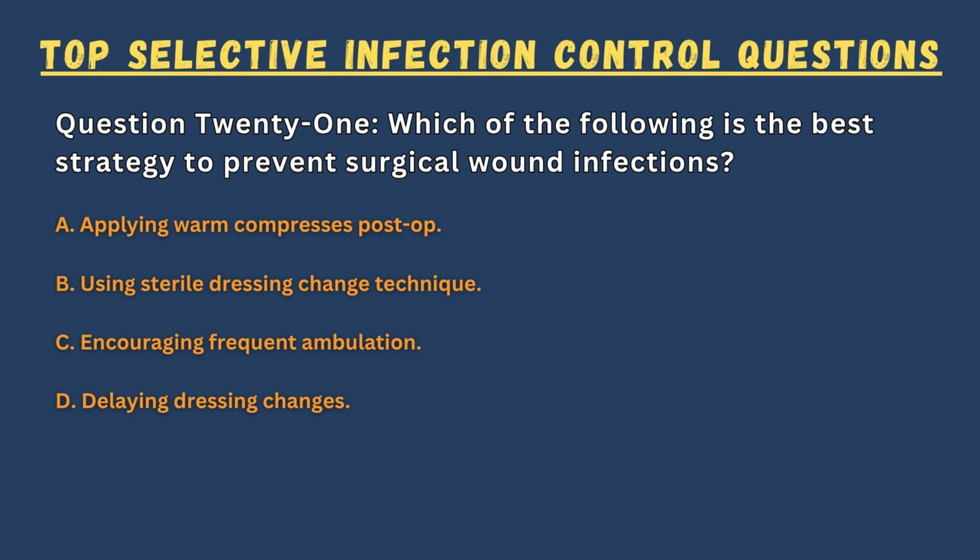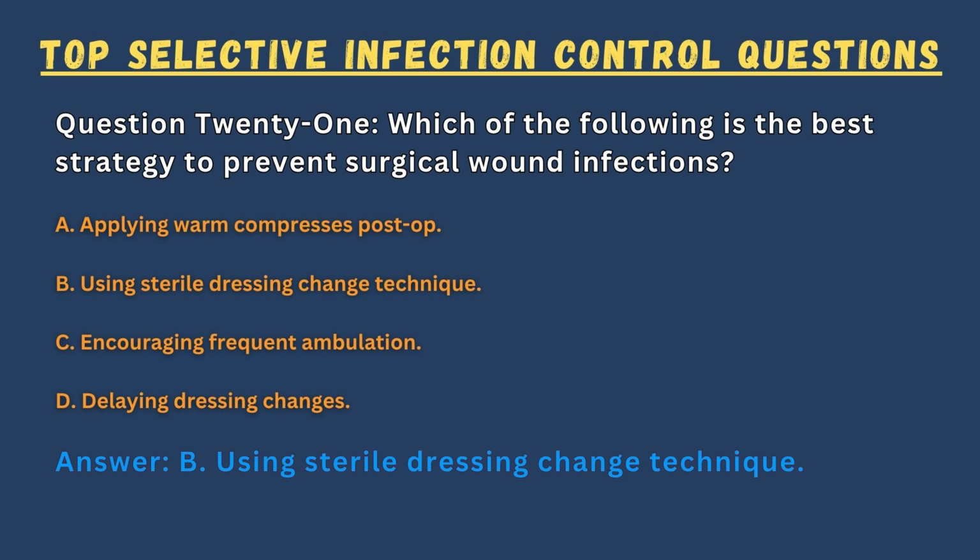Question 21. Which of the following is the best strategy to prevent surgical wound infections? A. Applying warm compresses post-op. B. Using sterile dressing change technique. C. Encouraging frequent ambulation. D. Delaying dressing changes.